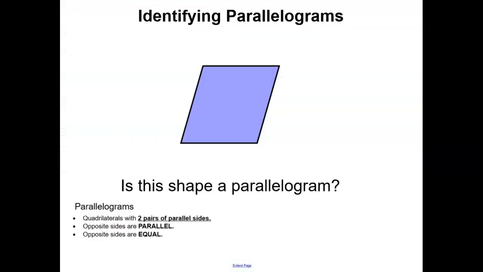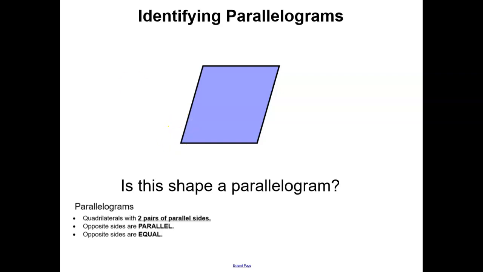I have a fun task for you. We're going to look at different shapes and we're going to say, is it a parallelogram or is it not? We're going to identify parallelograms. Let's start with this rhombus. Is this shape a parallelogram? Well, let's review. To be a parallelogram, the quadrilateral needs to have two pairs of parallel sides. And the opposite sides have to be parallel and equal.